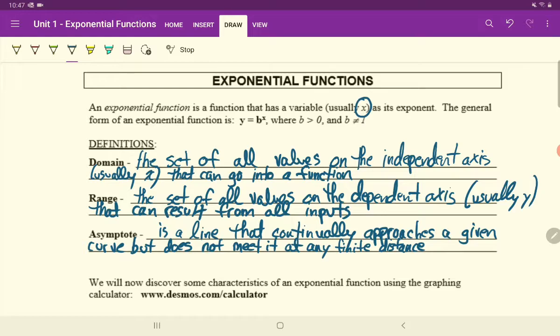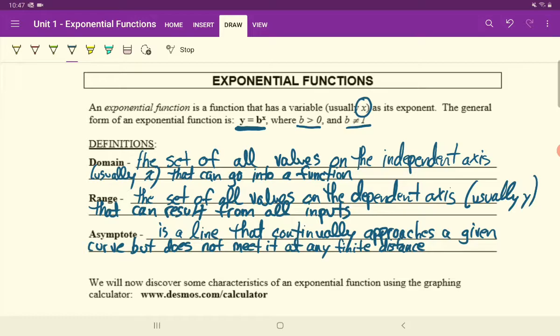The general form of an exponential function is y equals b to the power of x, where b must be greater than 0 and b cannot equal 1. Why can it not equal 1? Because 1 to the power of anything is still just 1. It doesn't actually create an exponential curve, because all our answers will always be 1: 1 to the power of 2, 1 to the power of 3, 1 to the power of 10, 1 to the power of a million is always going to just be 1.